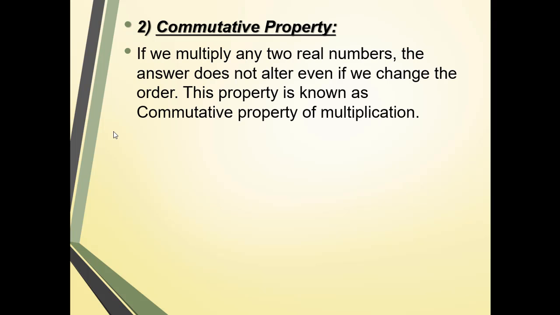Number 2, commutative property. If we multiply any two real numbers, the answer does not alter even if we change the order. This property is known as the commutative property of multiplication. For example, if we multiply 2 by 3, we get the answer 6. And if we change the order and multiply 3 times 2, it is also equal to 6. So in both cases, even if we change the order, the answer does not alter. This property is known as the commutative property of multiplication.